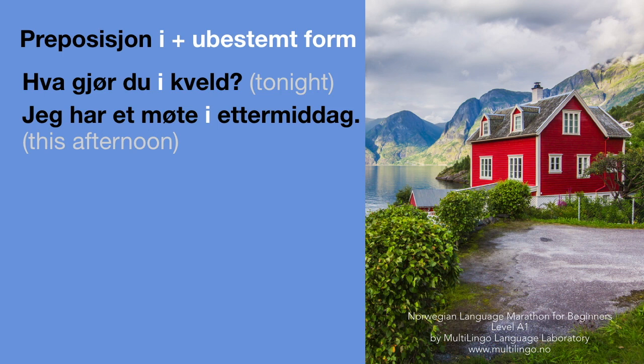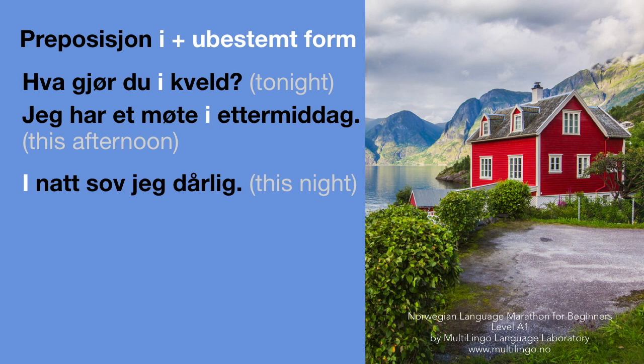Like this. Hva gjør du i kveld? So, i kveld is tonight, so this particular evening. Yeah, and you see, i goes together with indefinite form of the word kveld. So no endings, nothing has changed. Jeg har et møte i ettermiddag. I ettermiddag means this afternoon.